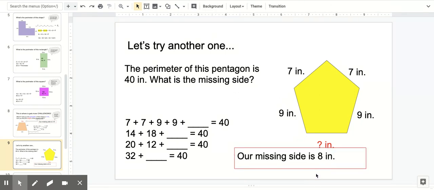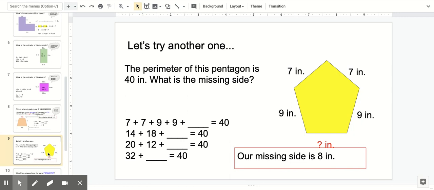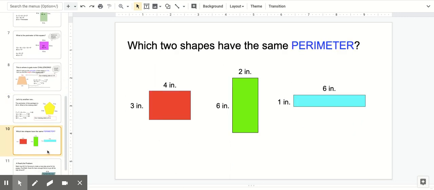There we go. Okay, so we added up the sides we knew and figured out how much more we needed to add to get to our given perimeter. All right, you might get a question that looks something like this when you work through your lesson in your quiz, and it might give you several shapes and ask you to find which ones have the same perimeter. Now remember, we're talking about perimeter here. We are not talking about area.